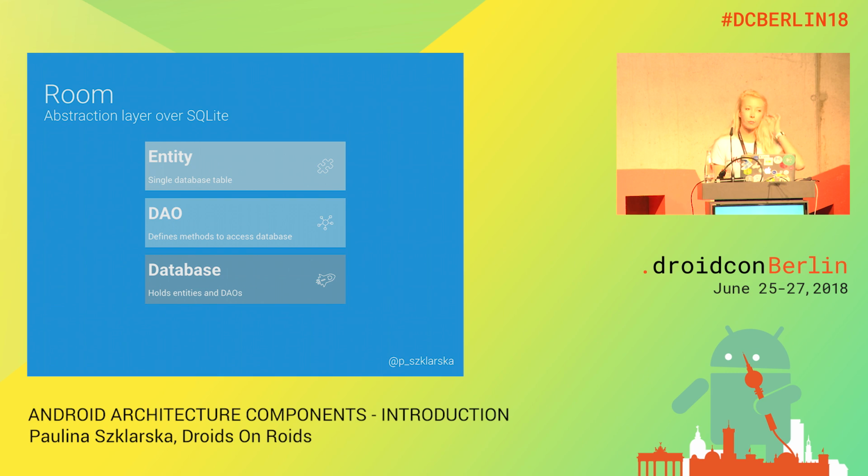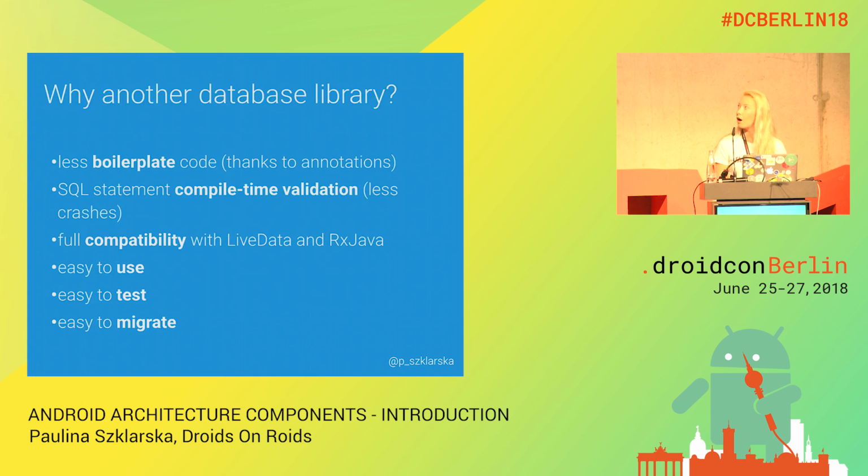So Room basically creates an abstraction layer over SQLite, so we can use a database in a very easy way. In Room we have three main components: entity, DAO, and database, which are for storing data and accessing this data. We may ask ourselves a question: why another database library? Because we have many solutions like native SQLite or ORMLite or other databases like Realm. So why another one? Firstly, Room is cool because we have barely any boilerplate code.